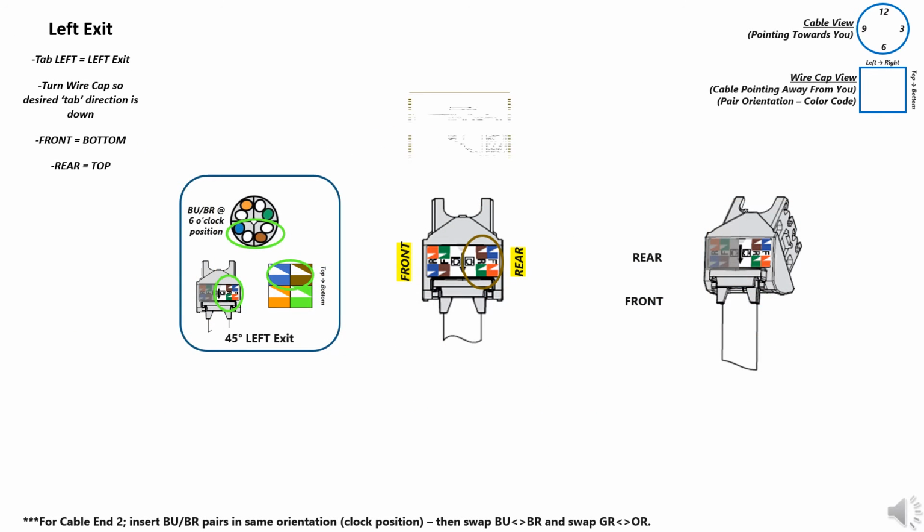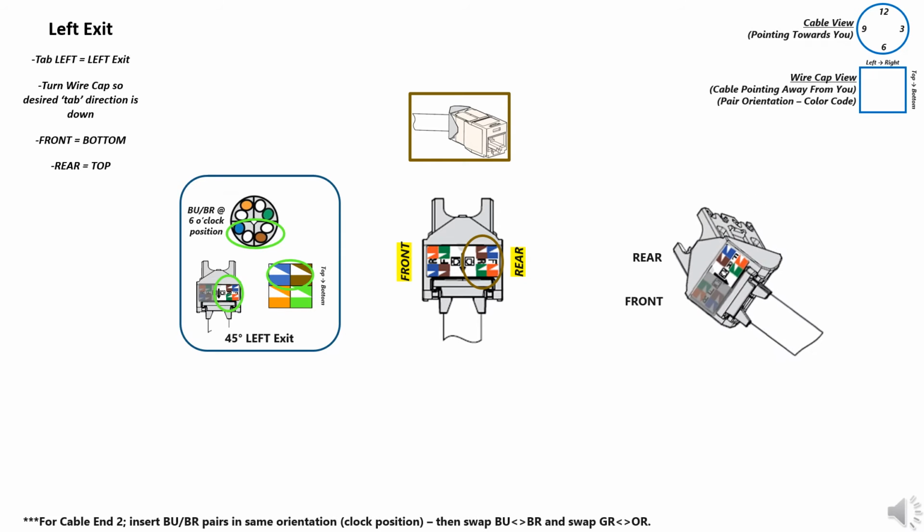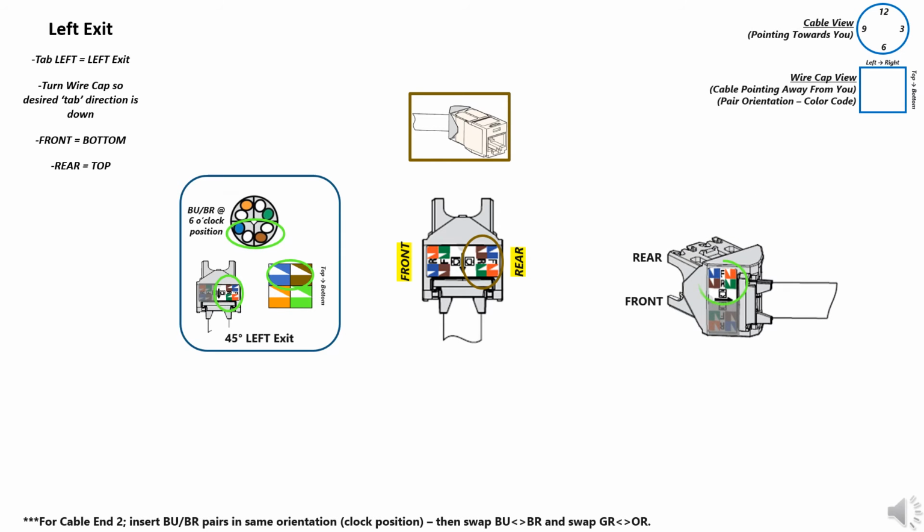Tab left equals left exit. Rotate the cable to insert into the wire cap. The blue-brown pairs will be in the top quadrants. Turn the wire cap so the jack icon is tab down. The front is now on the bottom and the rear is now on top. Match the color code.